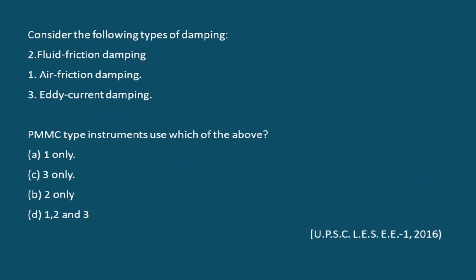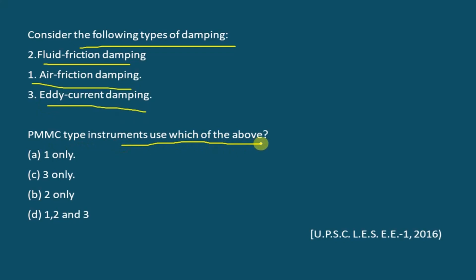Consider the following types of damping. The first one is air friction damping, fluid friction damping, and eddy current damping. PMMC type instrument uses which of the above? When I was discussing the different types of PMMC instruments and the dampings related to them, I told you what type of damping is used where.